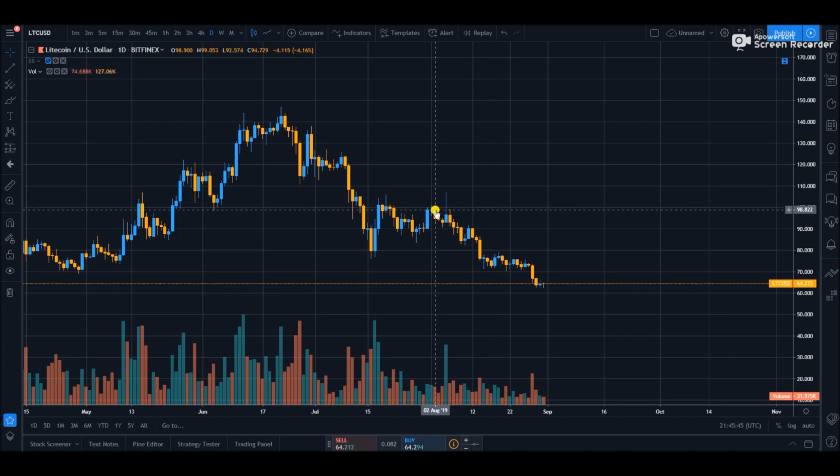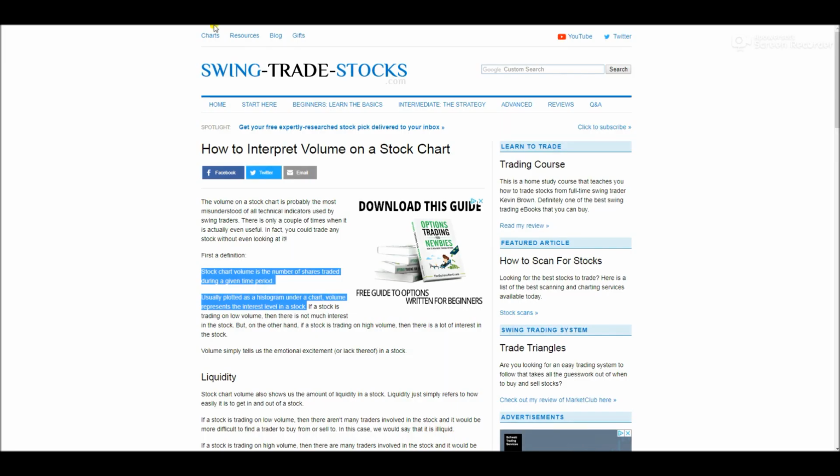So today I'll be talking about the indicators I use when I do my analysis on charting. So the first one is volume. It's a basic setup. Let me get my tool brush out. It basically tells you the number of shares traded during a given time period. Usually plotted as a histogram under a chart, volume represents the interest level in the stock.